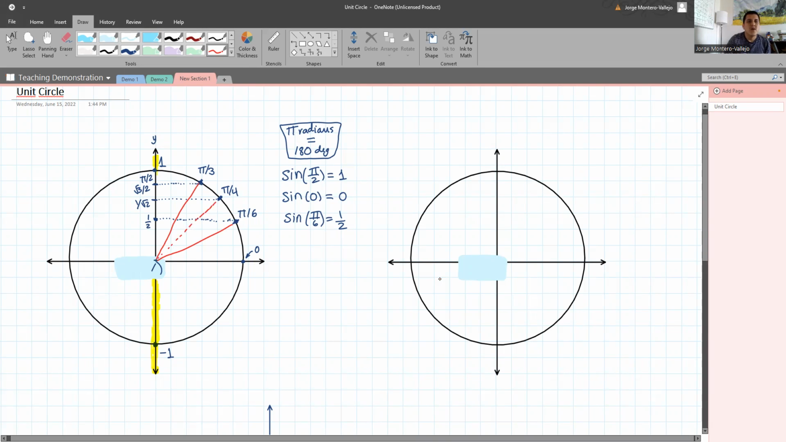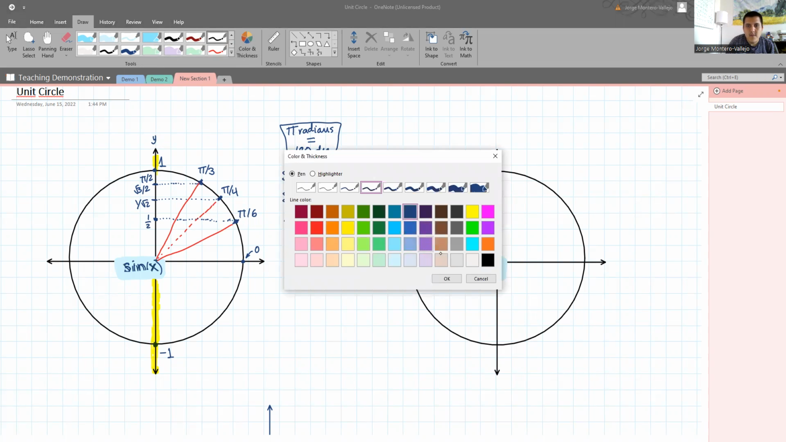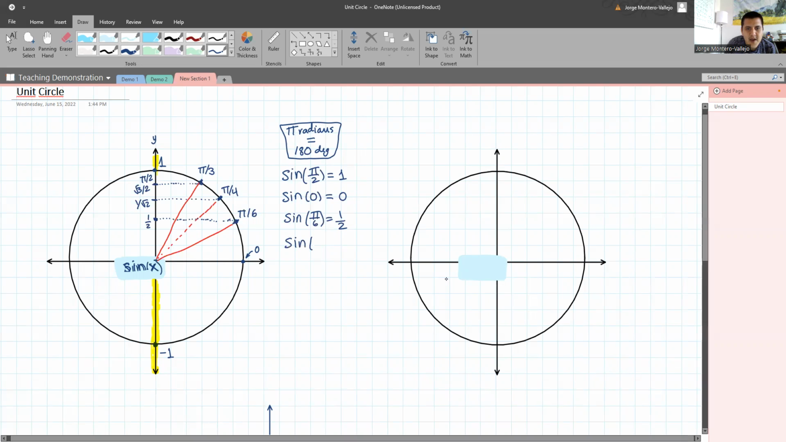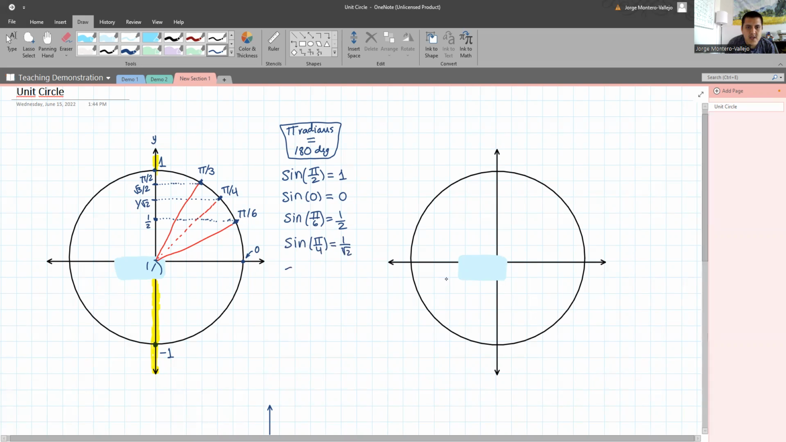Okay, now what is the next thing that I want to do? Well, let me write the result that we just got. We had written sine of pi over 2, sine of 0, sine of pi over 6. The next one was sine of pi over 4, which was 1 over the square root of 2. And then we had sine of pi over 3, which is square root of 3 divided by 2.